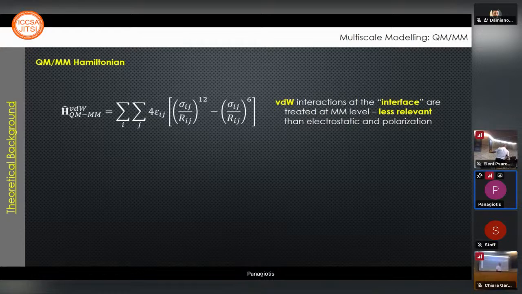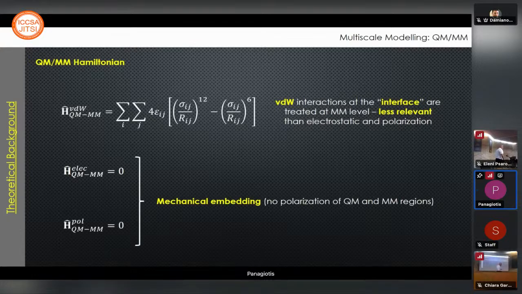Well, in the mechanical embedding, both the electrostatic and the polarization terms of the QM/MM Hamiltonian part are set to 0. So it means that no polarization of the QM region by the MM region, nor polarization of the MM region by the QM region, is taken into account. So it's like no interface, because we are not really including the interactions, apart from the van der Waals.